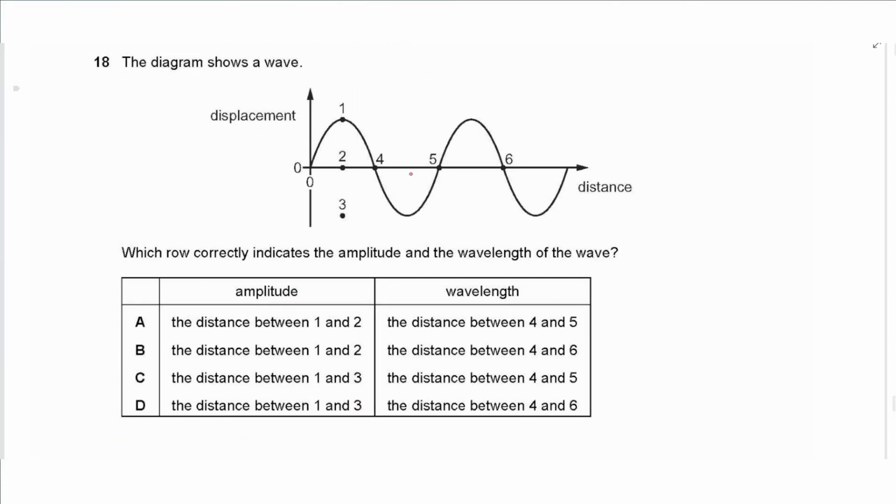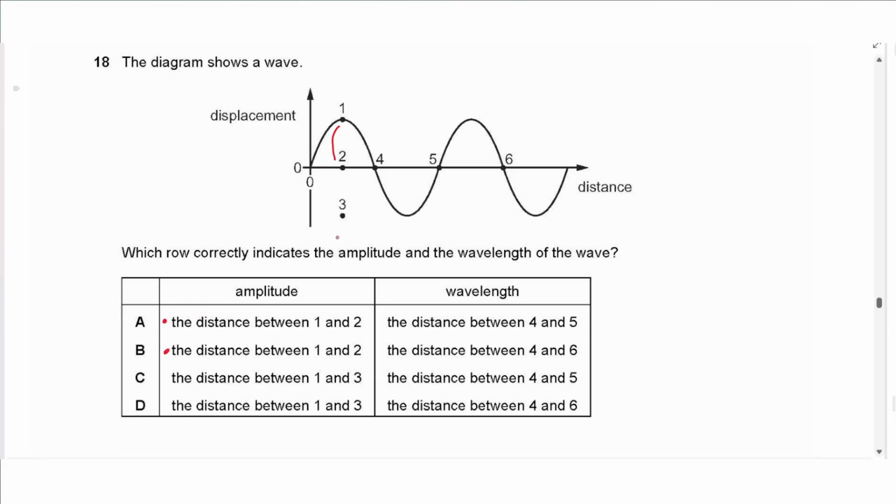That's a displacement distance graph. Which row correctly indicates the amplitude and wavelength of the wave? So the amplitude, is it between 1 and 2 or 1 and 3? It's between 1 and 2 because 1 and 3, that's twice the amplitude. The amplitude is from the undisturbed position to the peak, either from 1 to 2 or from 2 to 3. So it's either A or B.